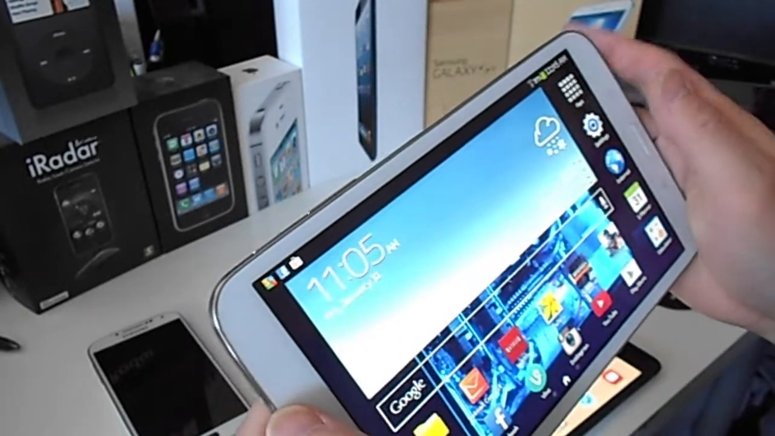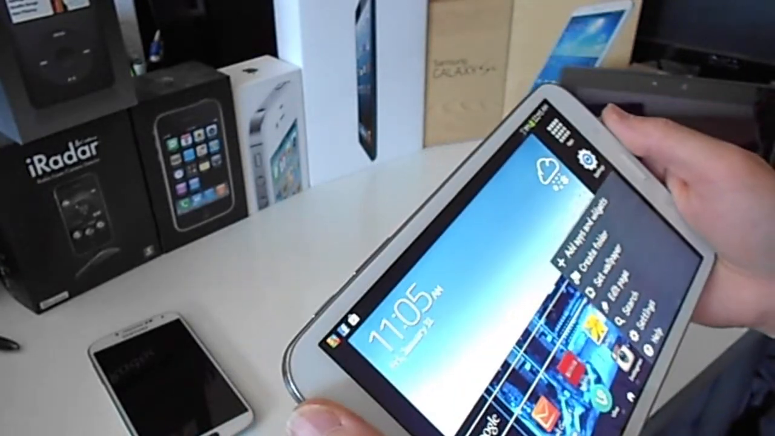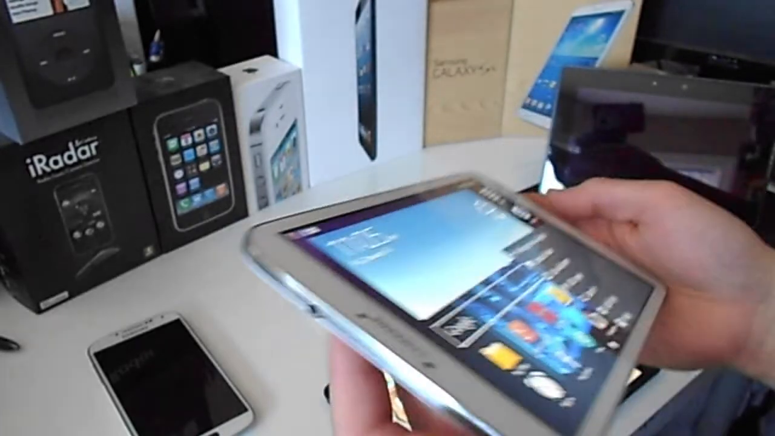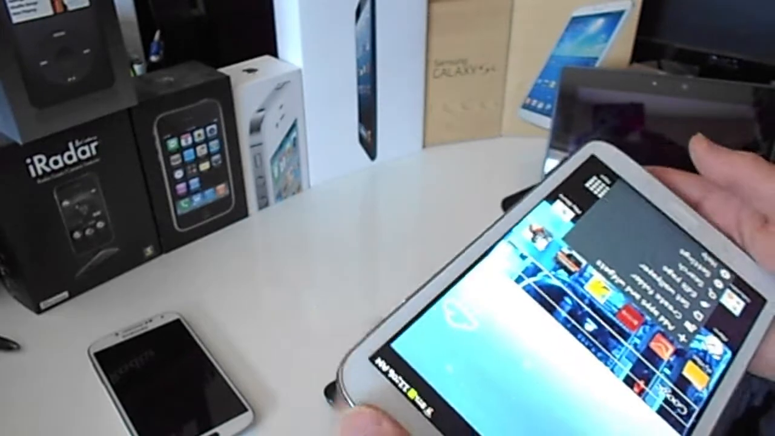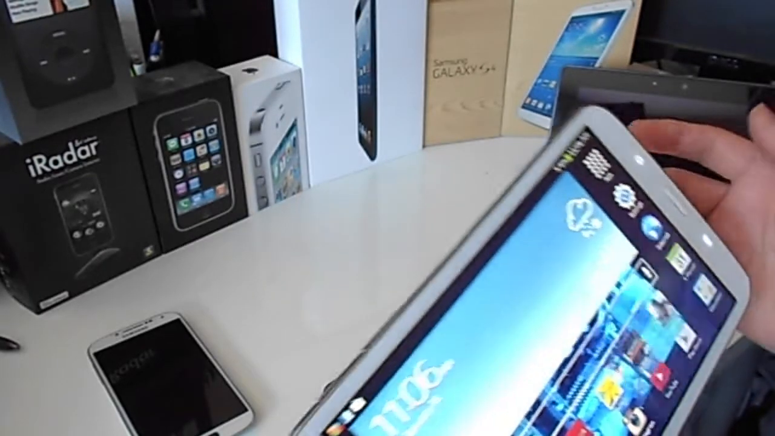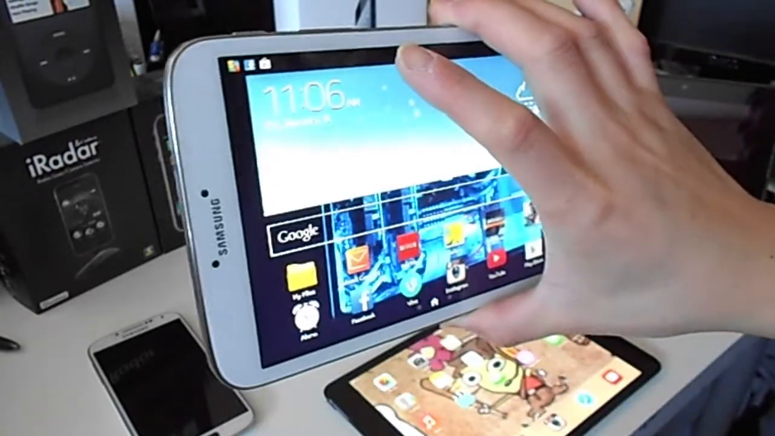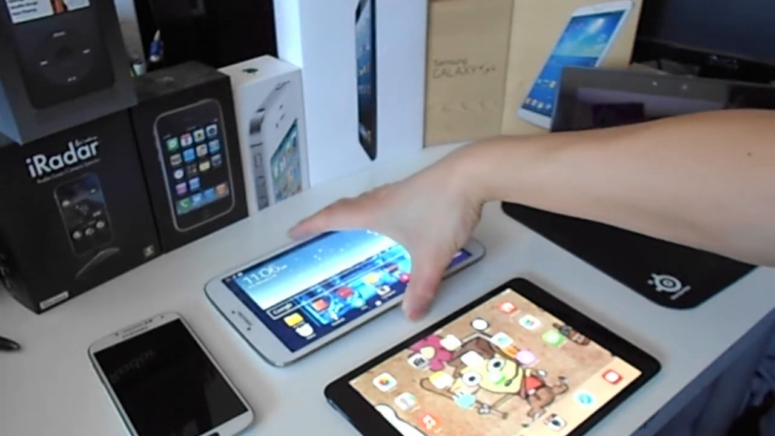I did notice sometimes when I'm pushing hard, or if I happen to grab it on the edge and it slightly twists or something, you can hear some creaking along the edging of this tablet, where I have never heard anything like that on the iPad.